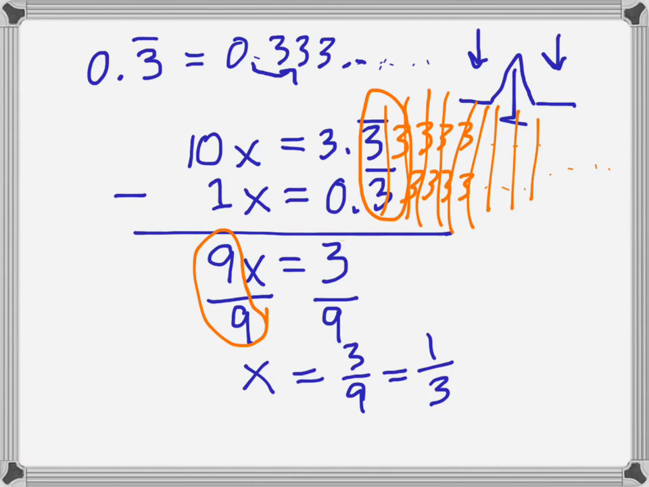All right, so I've got two statements here. Originally I said that x was equal to 0.3 repeating, and now I'm saying that x is equal to 1/3, so it must be true that that decimal and this new fraction are the same number.